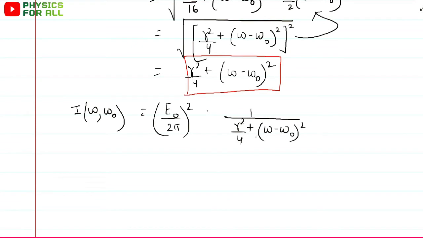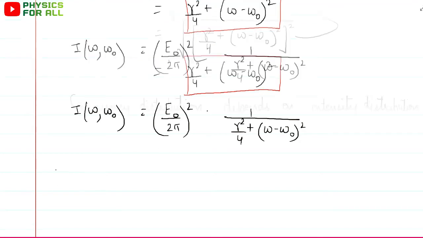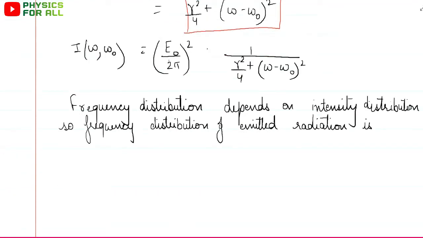Also, as the frequency distribution depends on intensity distribution, we can write the intensity based frequency distribution. Again, we started with E(t), then we found the frequency spectrum corresponding to it, E(omega, omega naught). Then we found the intensity, which is I(omega, omega naught). Now again, frequency distribution depends on intensity distribution. They go side by side.